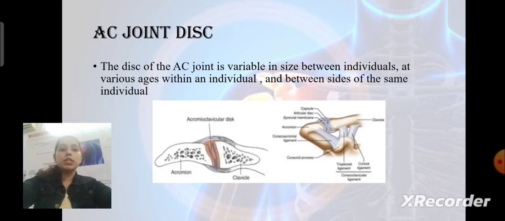Now, the AC joint disc. The disc of the joint is variable in size between individuals, at various ages within an individual, and between sides of the same individual.